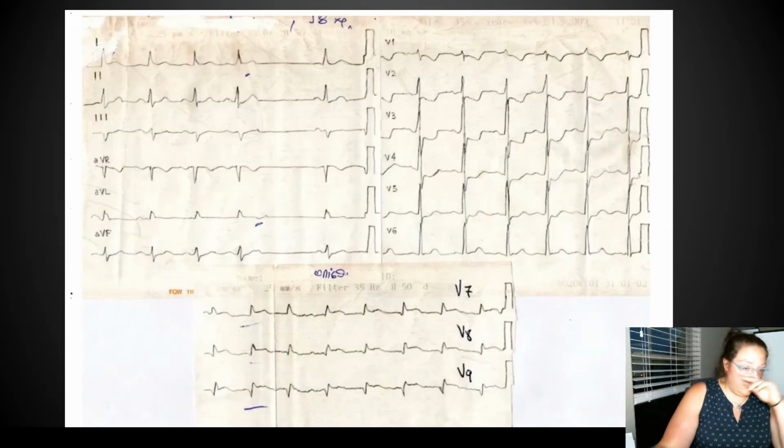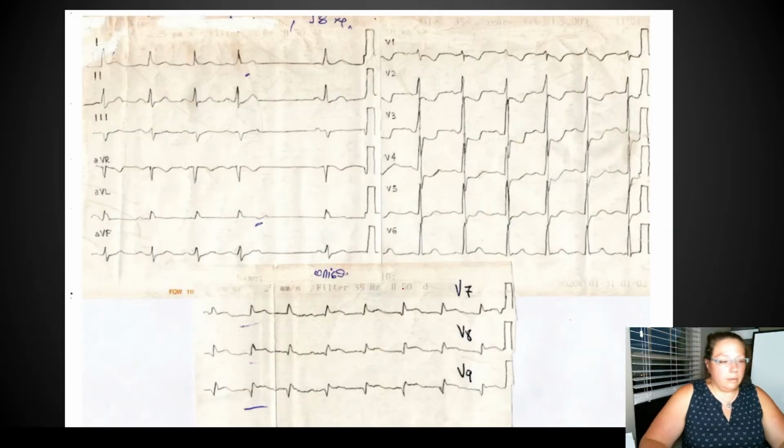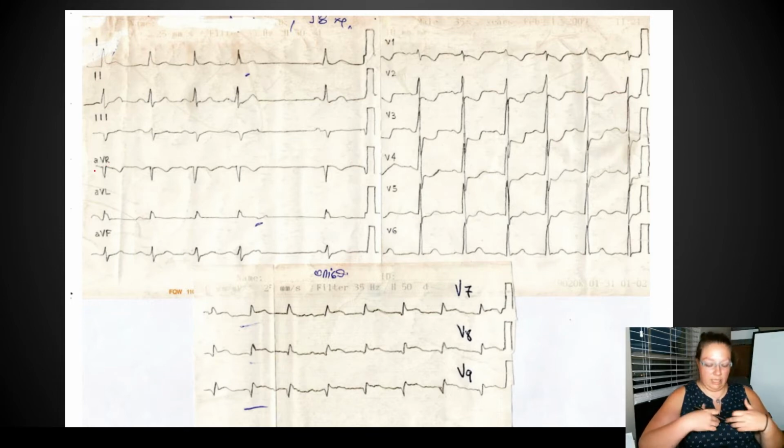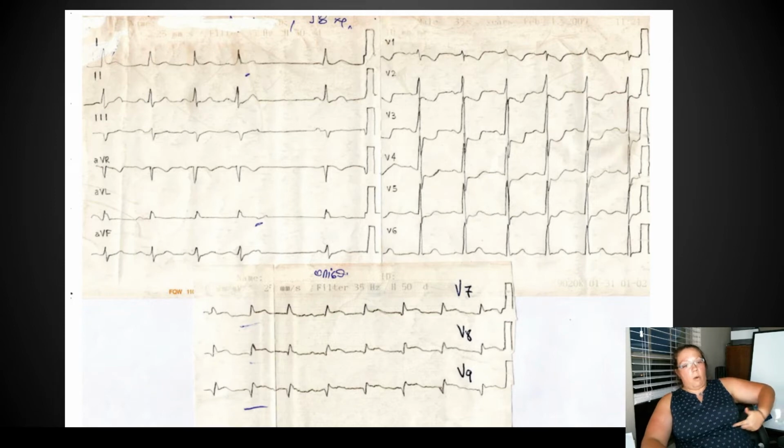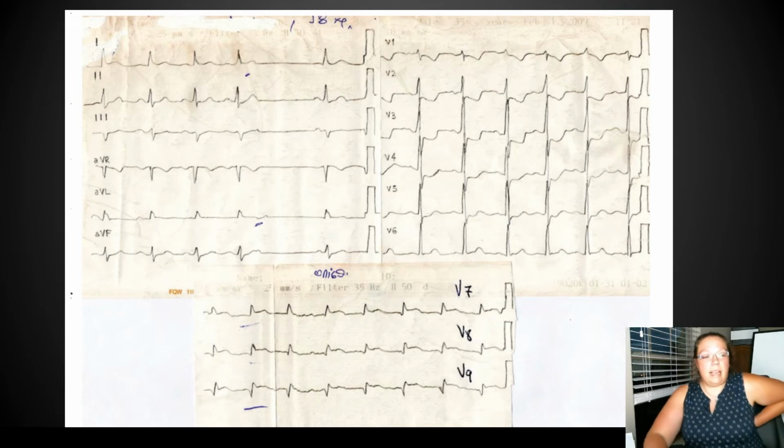So what does this look like? First we get our 12 lead. So here's lead 1, 2, 3, we got AVR, remember that's looking at the center of the heart out to the right, AVL, center of the heart out to the left, AVF, center of the heart down towards the foot. Then we got 1, 2, 3, 4, 5, 6, those leads there. Then we switch to the back and we have 7, 8, and 9. So this is what a 15 lead would look like.